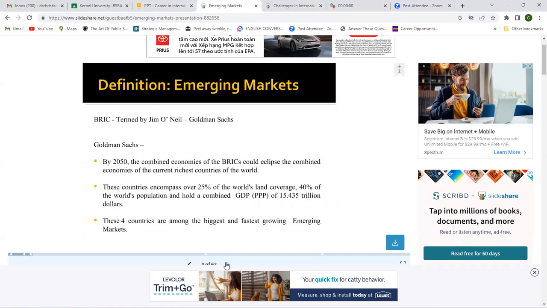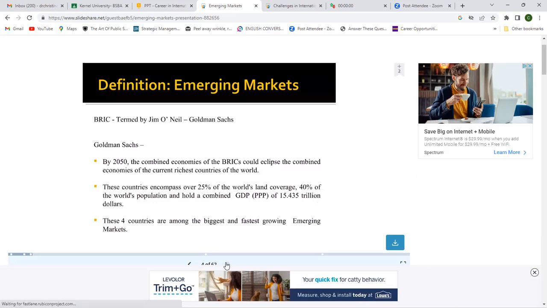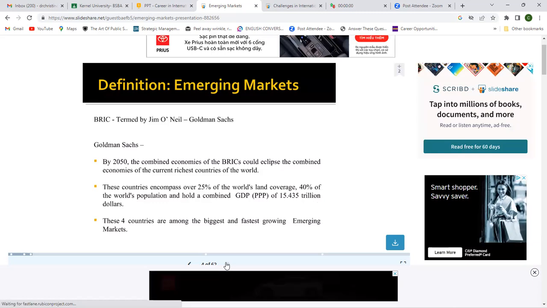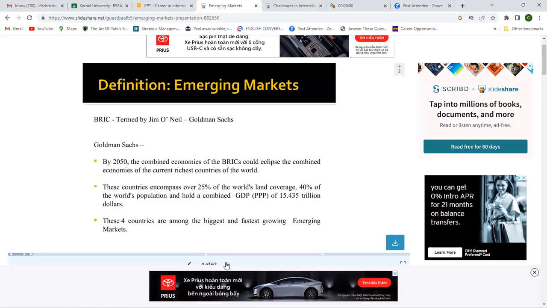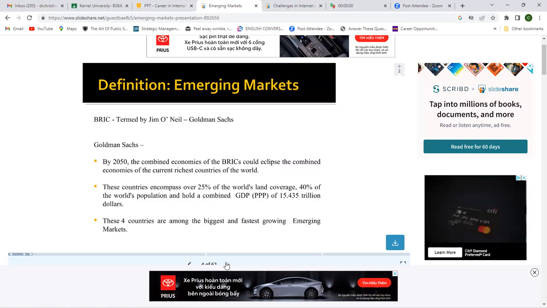According to Goldman Sachs, by 2050 the combined economies of the BRICs would eclipse the combined economies of the current richest countries of the world. These countries encompass about 25% of the world's land coverage, 40% of the world's population, and hold a combined GDP of $15.434 trillion. These four countries are among the biggest and fastest growing emerging markets.